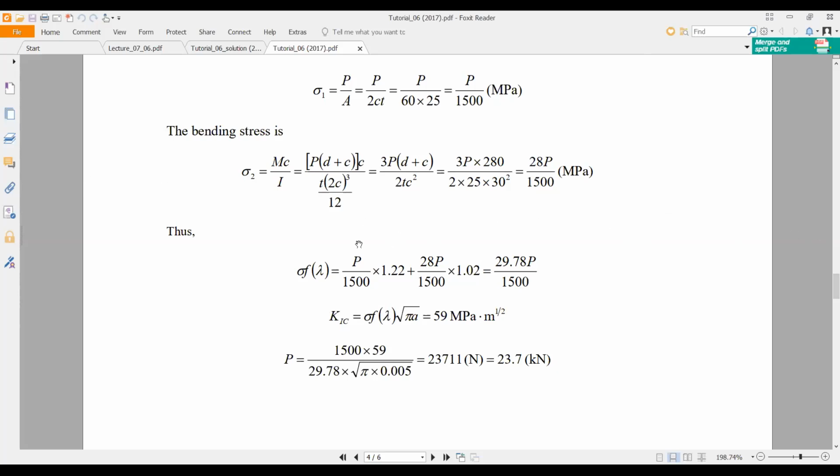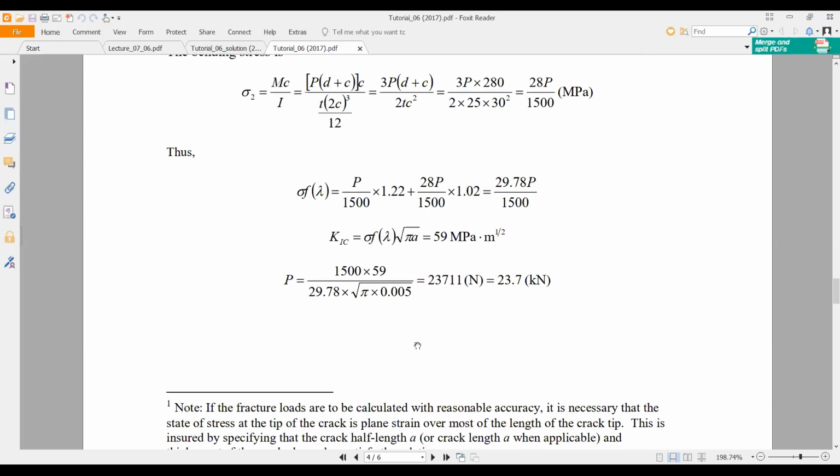In here what they did, this K function has a sigma f lambda. So they calculate separately that part for the resultant thing and substitute here. That's all. Just get the summation of these two and substitute here. You can see phi a, we already know a is 5 millimeter. So it should be equal to 59 if it is a critical crack length. So that is the maximum load you can apply on there. So P maximum value is 23.7. So that's the way.